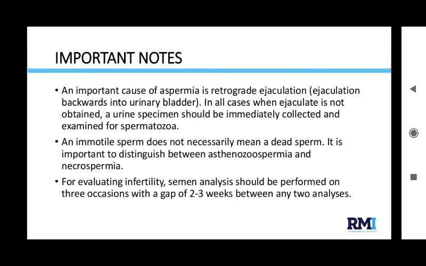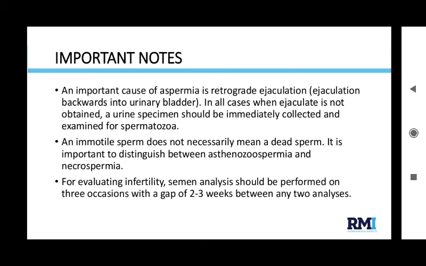For evaluating infertility, semen analysis should be performed on 3 occasions with a gap of 2 to 3 weeks between any two analyses. That means, what do you understand? That means the semen characteristics, the volume, counts, etc., are highly variable. That means it changes, on different days it can be different. So you cannot take one sample and one report, and you cannot say it is diagnostic.